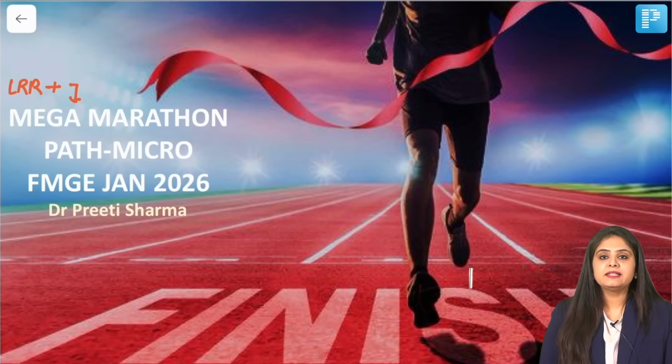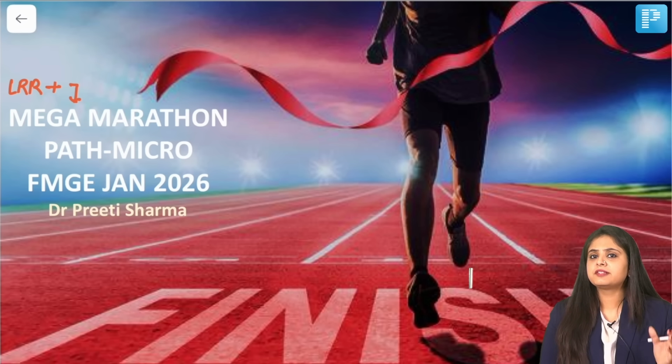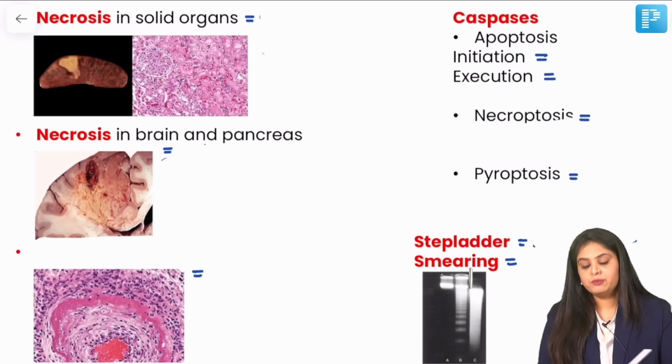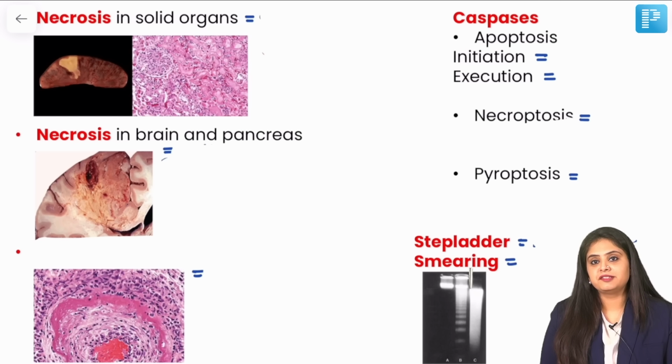So approximately there are 25 slides of Path and same for Microbiology, and we are going to touch upon all the high yield and important points. It's like flipping through the pages in a fill in the blank format. So let's start first with Pathology, of course, and we'll start with the chapter 1, that is necrosis and apoptosis.